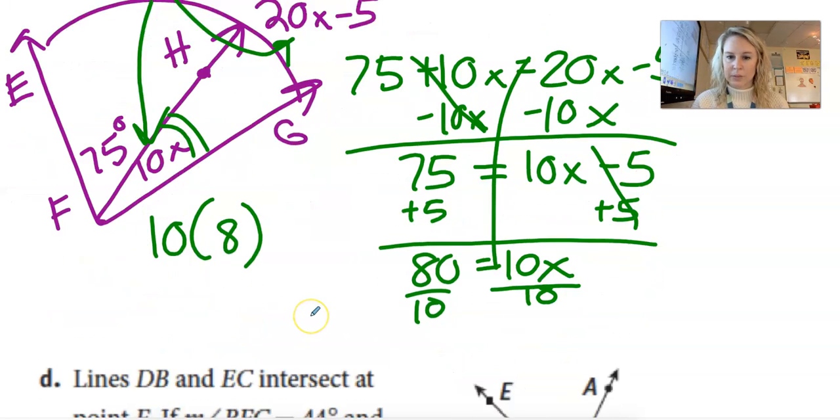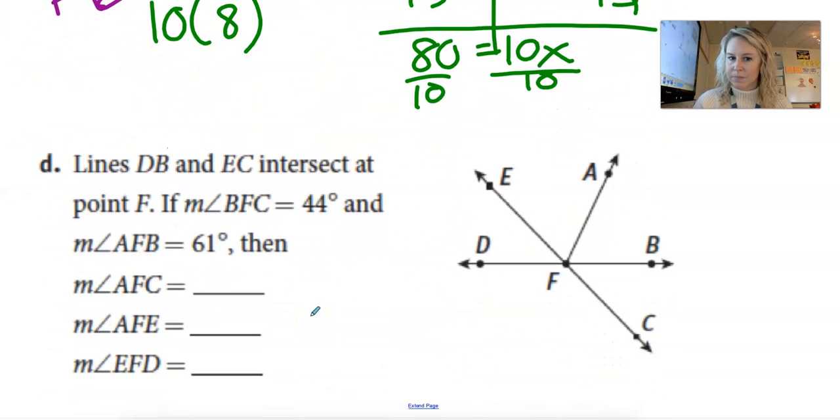There's one more problem, a little tricky, but just numbers, so no equations. So see if you can try part D and find the measure of these three angles if you know that the measure of AFB is 60, and we'll go over it. So press pause and try it on your own.